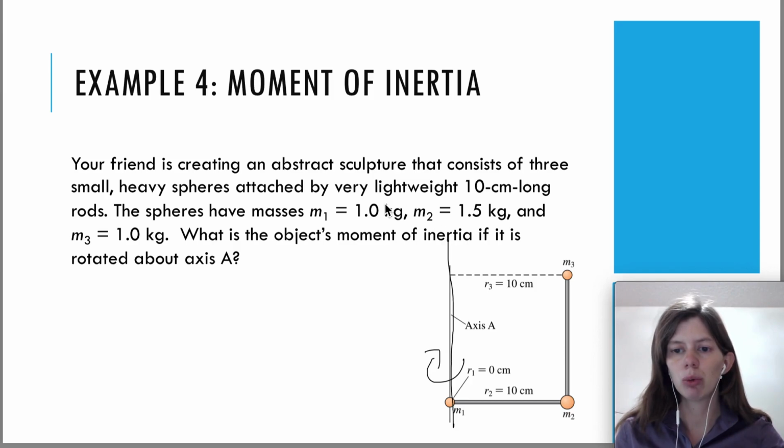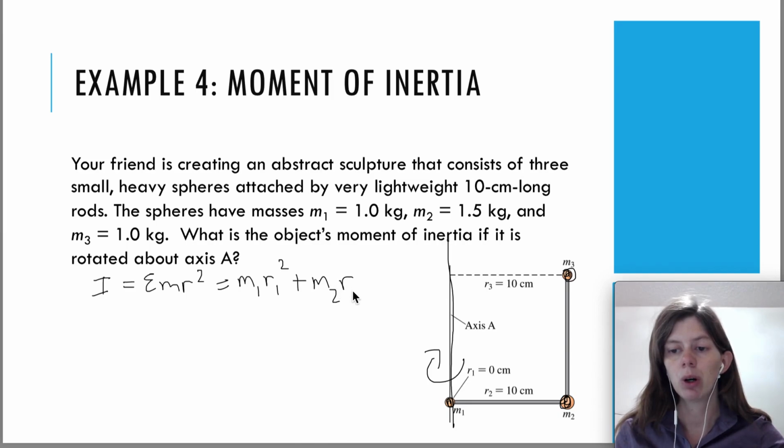So it says that the rods are lightweight, so that means we can ignore the mass of the rods, and we only care about the 3 individual masses, which we can consider particles. We don't care about their size or shape. So we can use the definition of the moment of inertia, which said the moment of inertia is the sum of the m r squared. So what this means is you sum up the masses times their distance squared from the axis. So we can rewrite this as m1 r1 squared plus m2 r2 squared plus m3 r3 squared.